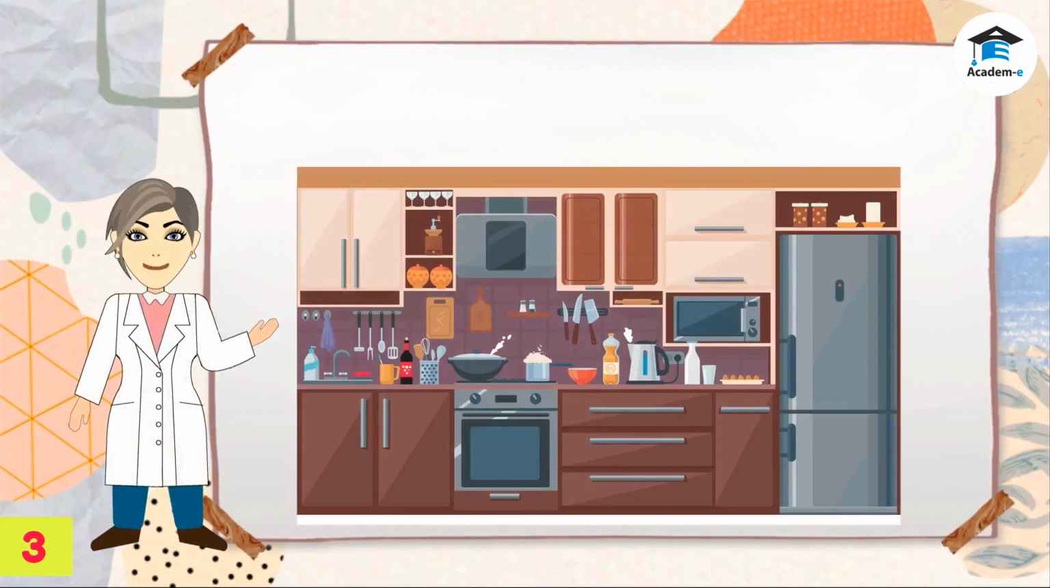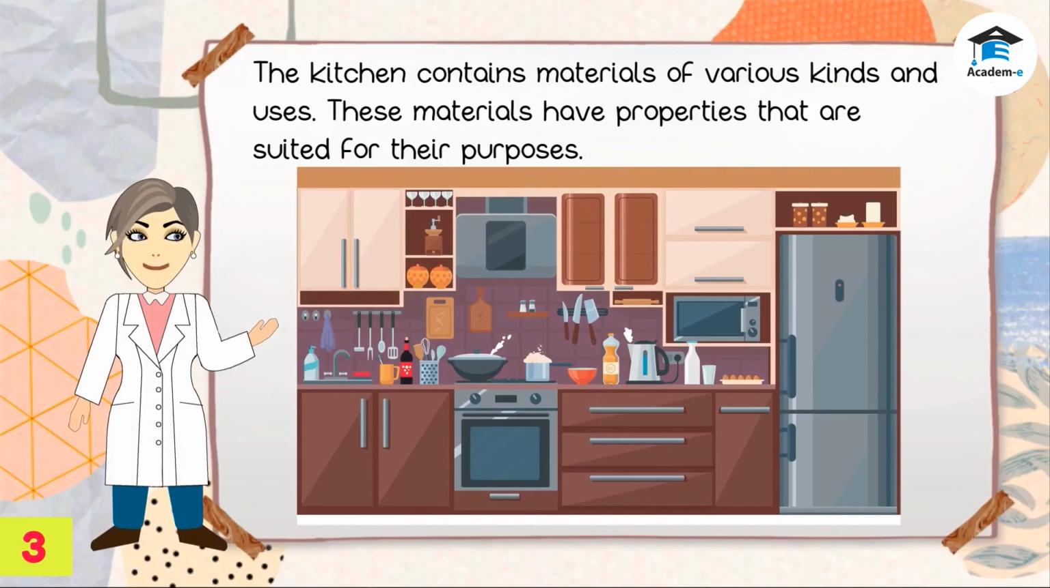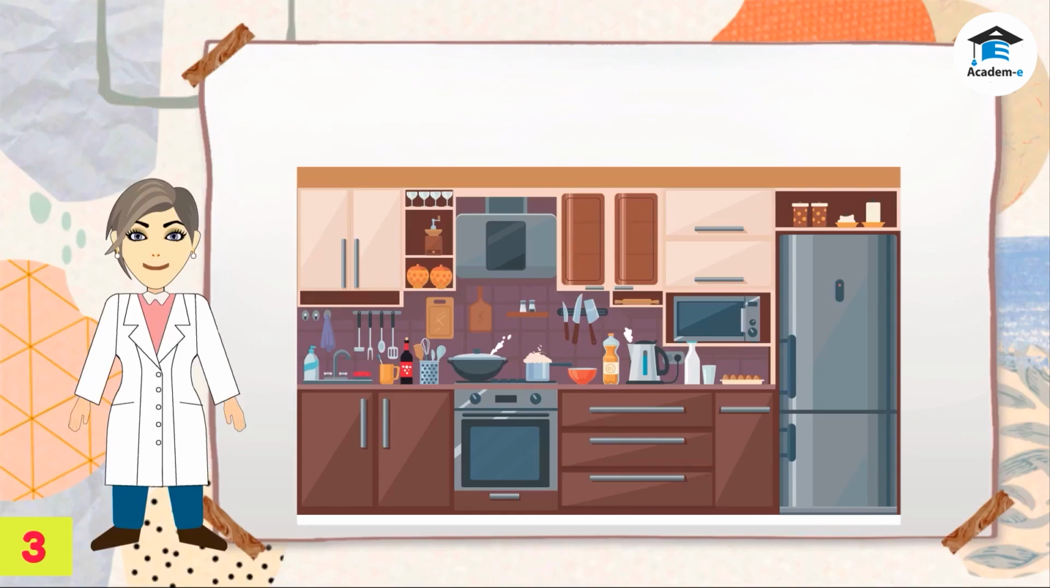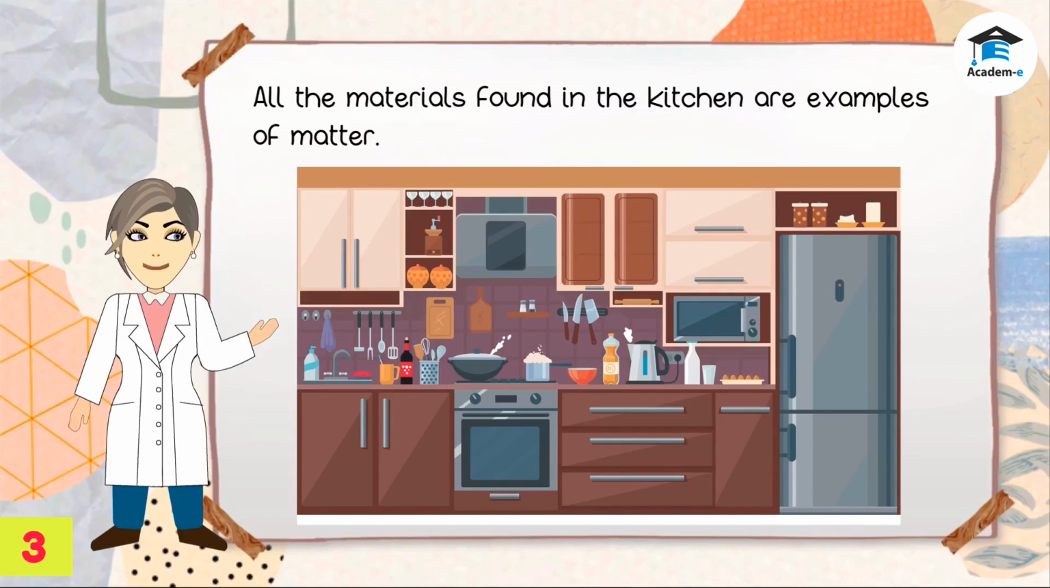Look at the picture of a kitchen. Can you name some materials found in the kitchen? The kitchen contains materials of various kinds and uses. These materials have properties that are suited for their purposes. Food products, utensils, and other materials should be used and stored properly according to their properties. Improper use and storage of these products may be harmful to one's health. All the materials found in the kitchen are examples of matter.